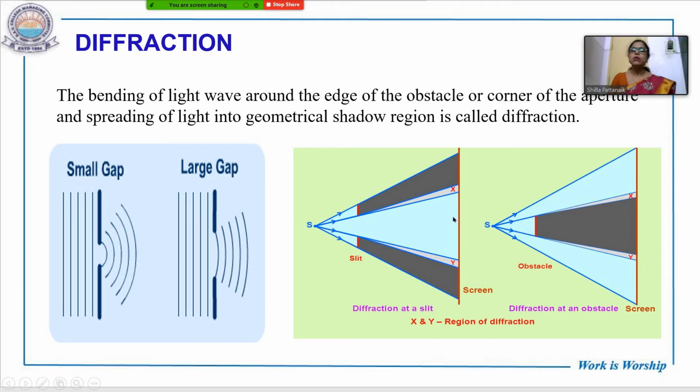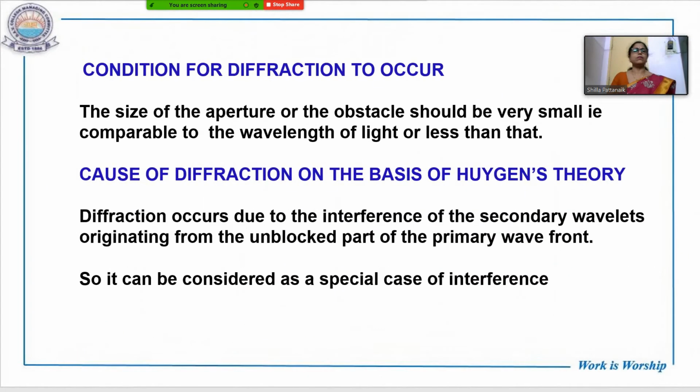X and Y you can observe here, shadow regions. Here also you can observe X and Y are the shadow region. There is spreading of light into the shadow region. This is called what? Diffraction. Clear, students? Now what is the condition for diffraction to occur? We have already discussed. The size of the aperture or the obstacle should be very small, that is comparable to the wavelength of light or less than that.